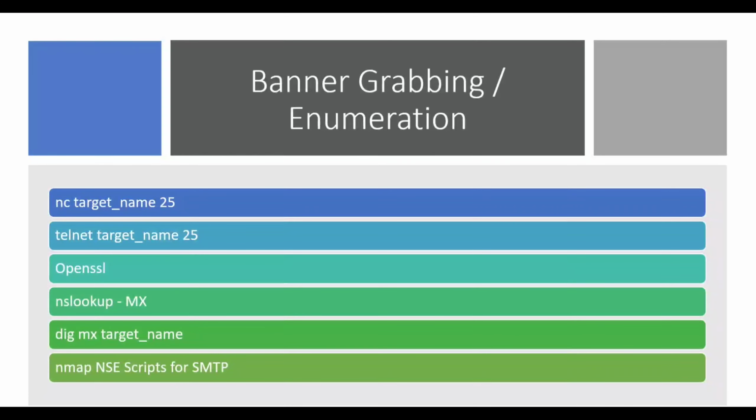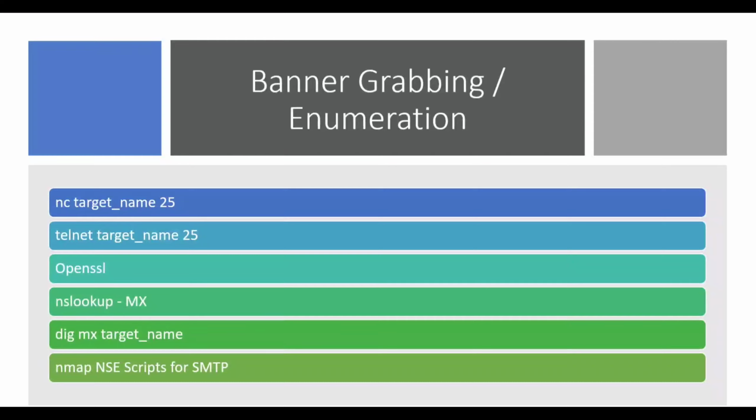Sorry, this slide is about banner grabbing or enumeration. Again, the same commands, that is NC and telnet, which are used to connect on any port. If we find a port open, this will identify information related to the banners, like what banners the service has.